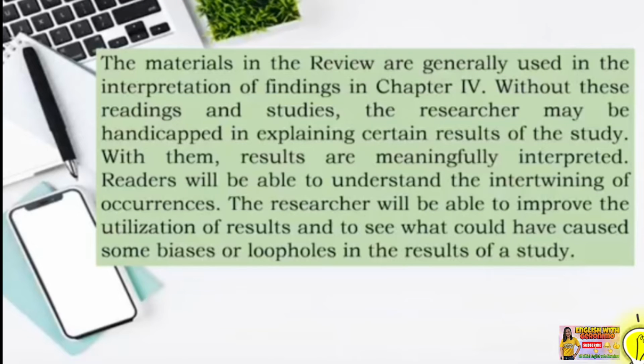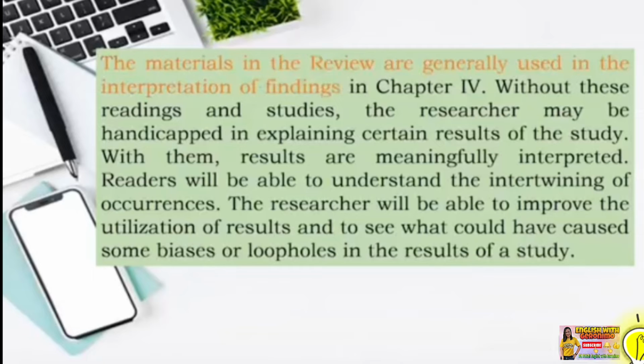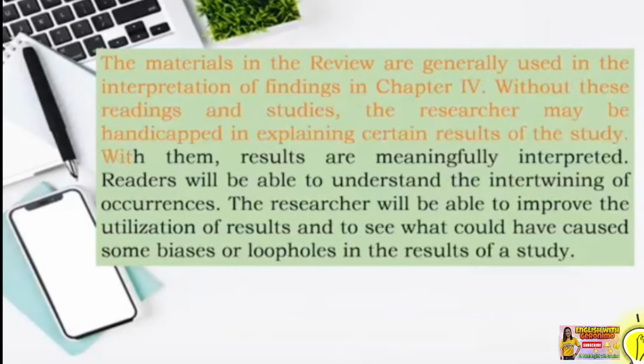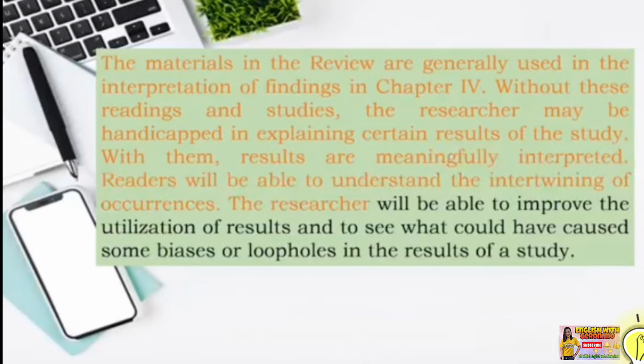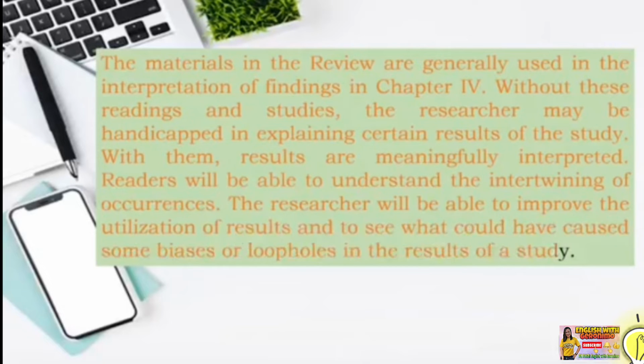The materials in the review of related literature are generally used in the interpretation of findings in Chapter 4. Without these readings and studies, the researcher may be handicapped in explaining results of the study. With them, results are meaningfully interpreted. Readers will also be able to understand the intertwining of occurrences. The researcher will be able to improve the utilization of results and to see what could have caused some biases or loopholes in the results of the study.